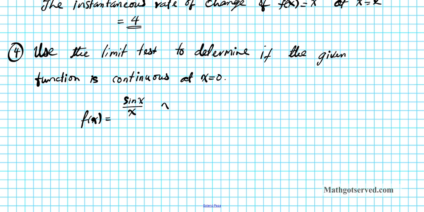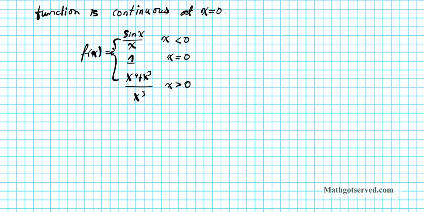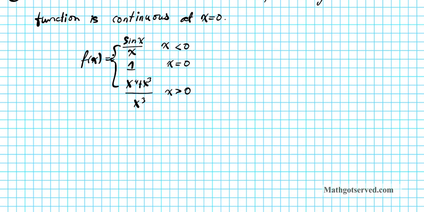x over x when x is less than 0. The function is equal to 1 when x is equal to 0. And the function is x to the 4th plus x to the 3rd over x to the 3rd when x is greater than 0. All right, so this is the piecewise defined function that we're going to be focusing on in this problem.